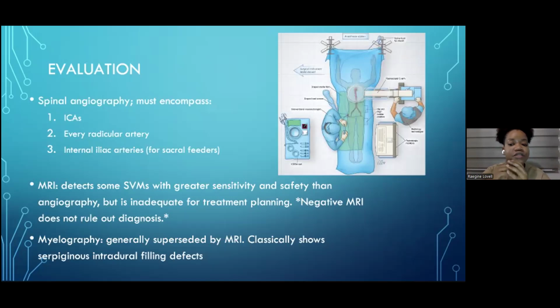Myelography generally is superseded by MRI. It classically shows serpiginous intradural filling defects. If done, the patient would have to be imaged prone and supine to avoid missing a dorsal AVM, and tends to be avoided because there's a risk of significant bleeding if the myelography needle punctures a dilated artery or vein.